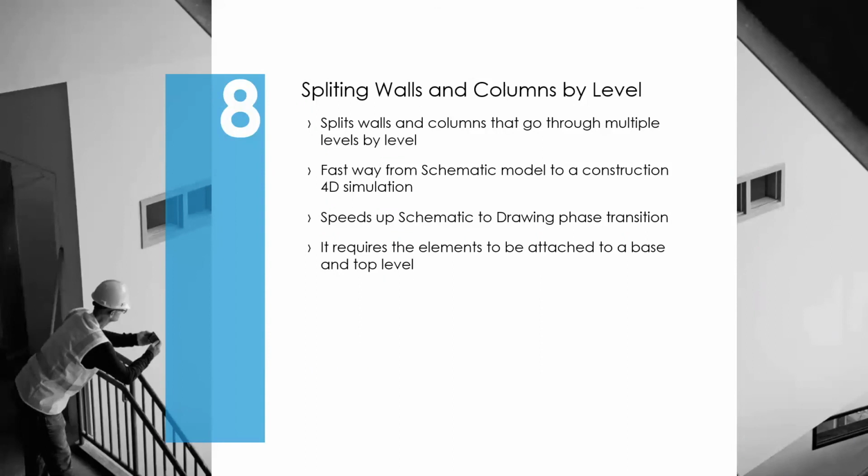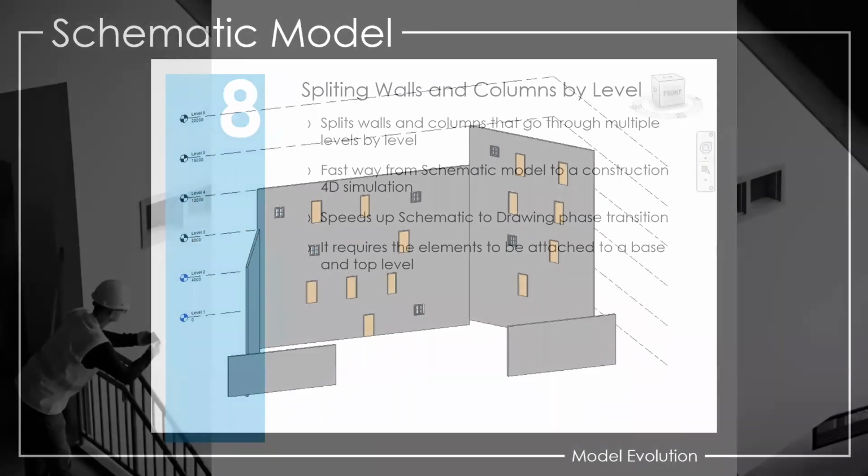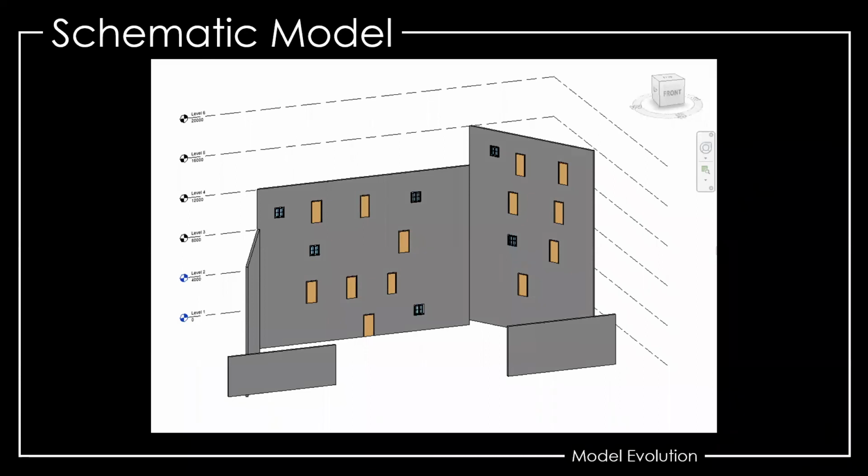It was a bit of a headache, and I still change this script because I always find something that doesn't work. But it splits walls and columns that go through multiple levels by level, a fast way from schematic to construction. The only thing is that all the elements have to be attached to a base level and top level. Because I cannot show the real projects, I created this little thing where it's one wall all the way up, and I start testing.